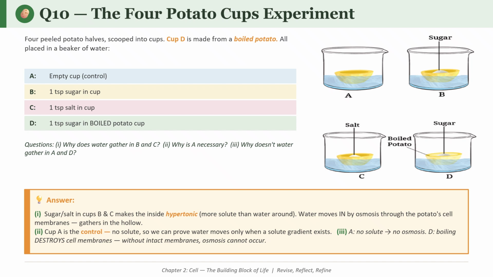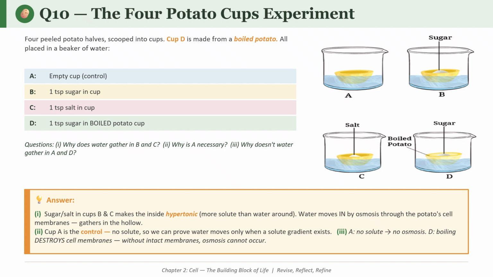So when we talk about the B and C cups, it makes the inside hypertonic. So when it becomes hypertonic, what happens? More solute than water around. That is why water moves in by osmosis through the potato cell membrane and water gathers in the hollow cup. But what happens in cup A? Cup A acts as a control. So no solute. So we can prove water moves only when a solute gradient exists.